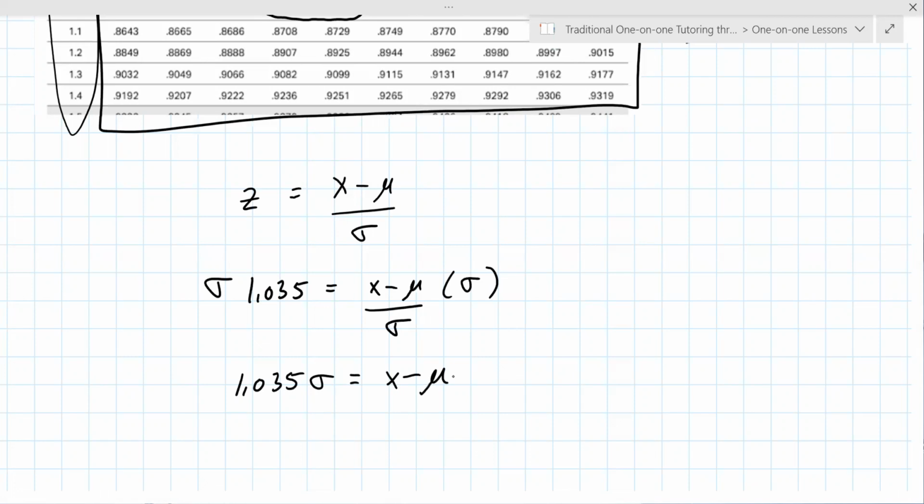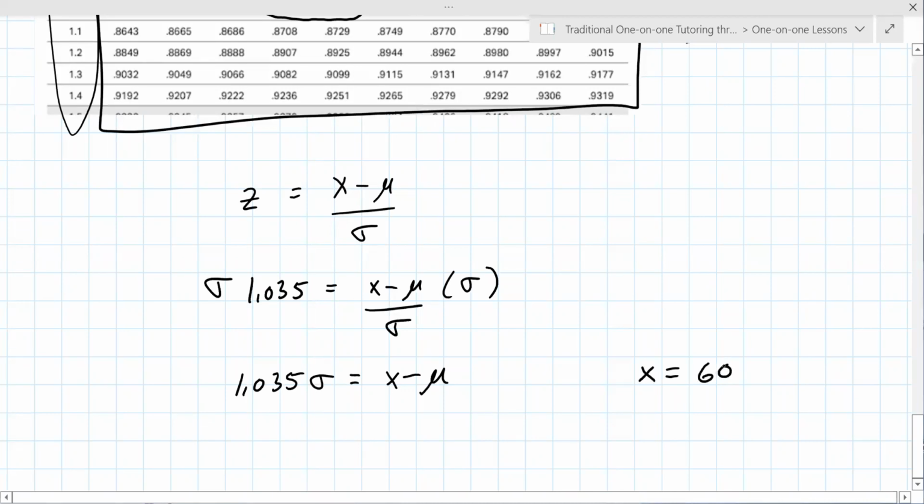That's where this is kind of awkward, because we do have the X value. The X value was 60 minutes, so we actually can throw that in. 1.035 sigma equals 60 minus mu. The other one. Okay.